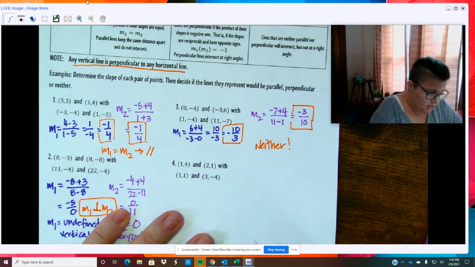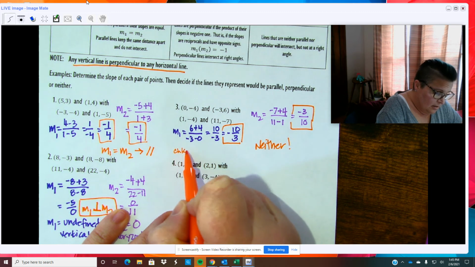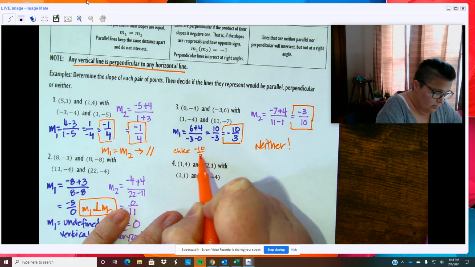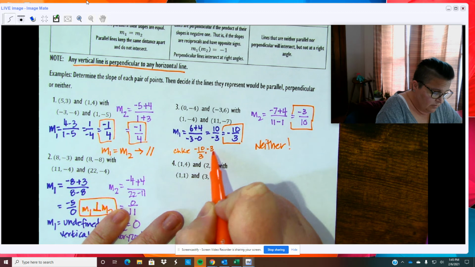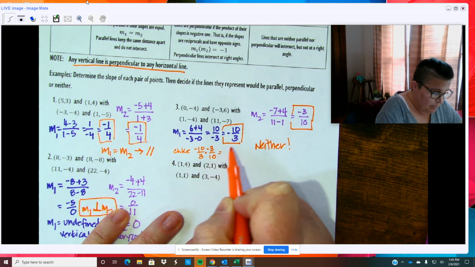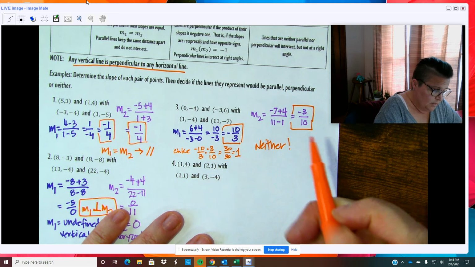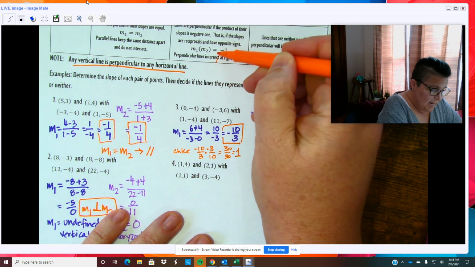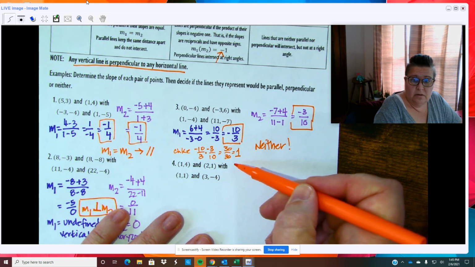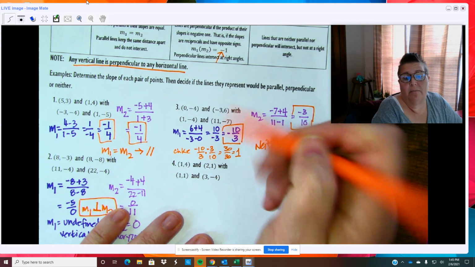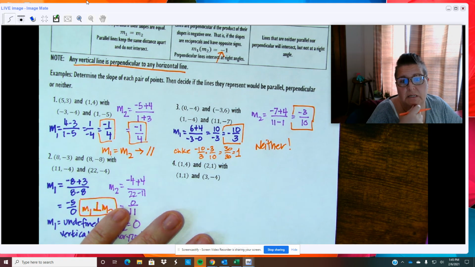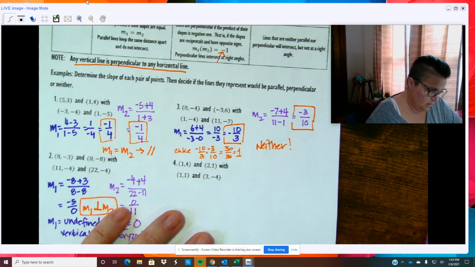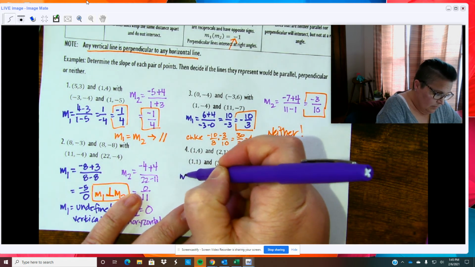Right? If I want to, I can do a quick check. I know that if I take a negative 10 over 3 and I multiply it by a negative 3 over 10, I get a positive 30 over 30, which is a positive 1. I need to get a negative 1. So even though I'm close, this would be a neither. Yep, neither.